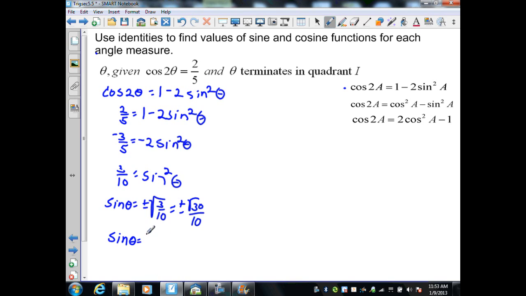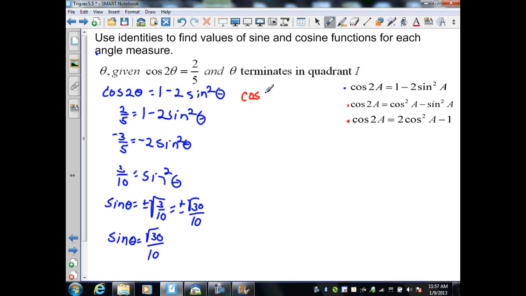Therefore, this is a positive square root of 30/10. Now I need to find cosine theta. I can either use this identity or this identity, because I can generate cosine theta. If I use this identity, I just found sine, but if I mess up finding sine, then I will mess up this answer. Therefore, I'm going to use this solution. But if I did find sine correctly, both solutions will give me the same value. So let's use the bottom one.